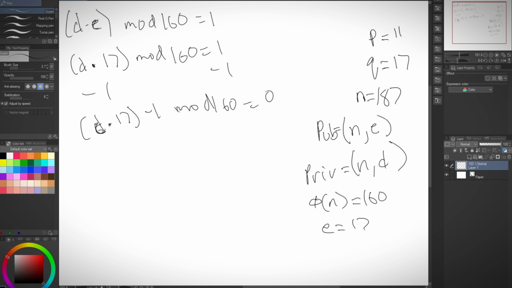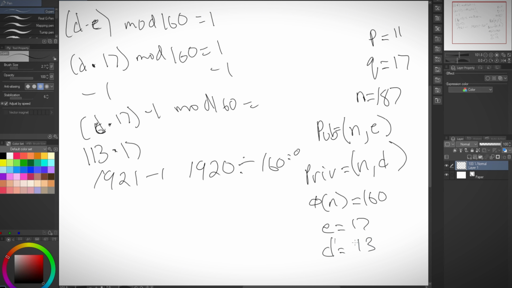I did do some math, and d is 113. 113 times 17 is equal to 1921. And if you minus 1 from that, you get 1920. And 1920 does evenly divide by 160 and have a remainder of 0. D can be 113, and that would work. D could also be a higher number, but generally with RSA, you want to choose the first number that matches. So your decryption variable is 113, meaning that the private key is 187, 113. So keep that in mind.